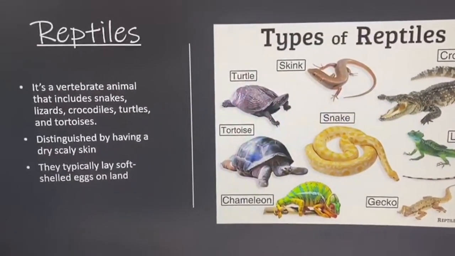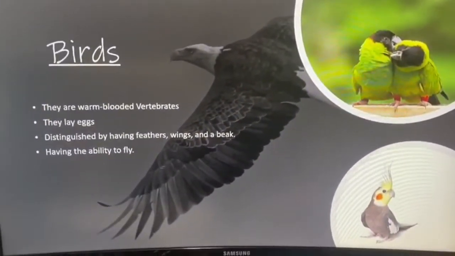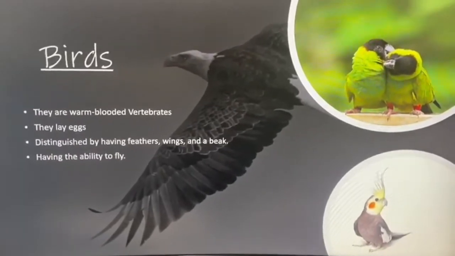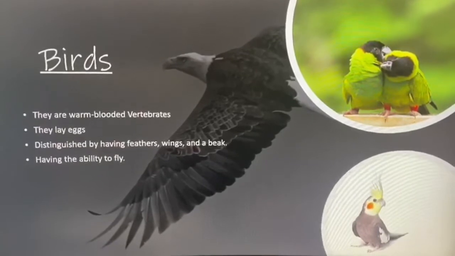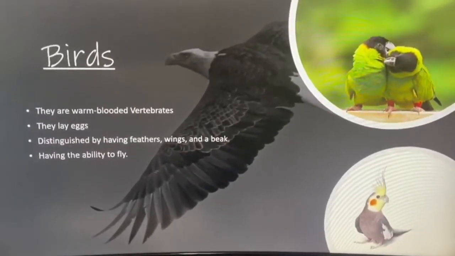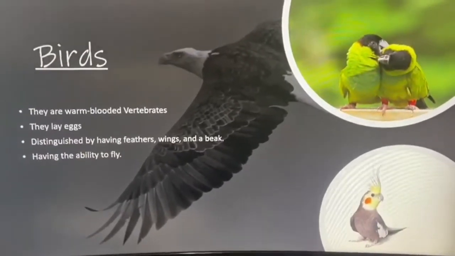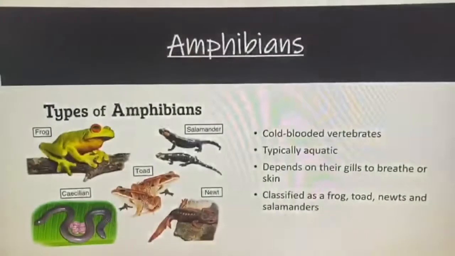The next one that we have is birds. Birds are warm-blooded vertebrates. They do lay eggs just like a reptile. They are distinguished by having feathers, wings, and usually a beak. And birds usually have the ability to fly as well. So that's how we can distinguish them differently.